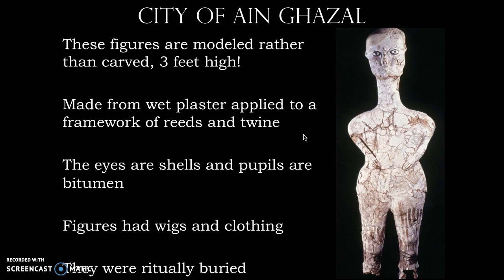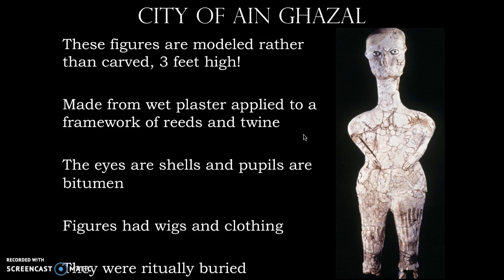These figures are modeled rather than carved, and we kind of have to go back and look at how sculpture is created. During the prehistoric times, and even through contemporary times, one of the ways to create sculpture is by the subtractive method. You take an object, whether it's stone or ivory or marble, and you cut and chip and gouge away until the desired result is achieved. But here we're dealing with the additive process of sculpture. We're not only dealing with it here with modeling, but we'll also deal with it later with casting. And here we're adding material until the desired form is achieved.